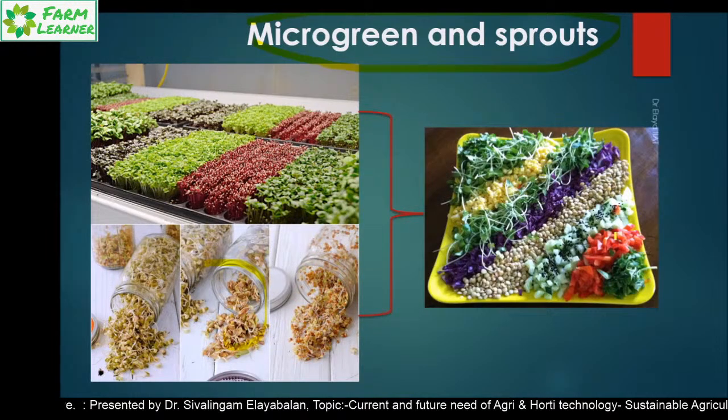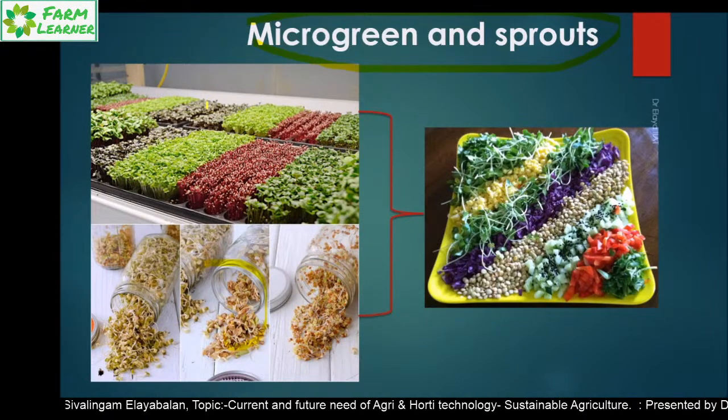Okay, so consuming greens and sprouts is the foremost important thing to build immunity for fighting. These are technologies they can easily do at home itself. Homemade grown greens and sprouts should be useful for sustainable life as well as sustainable agriculture at home itself.